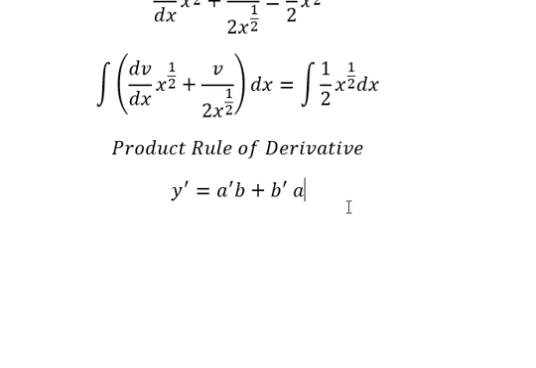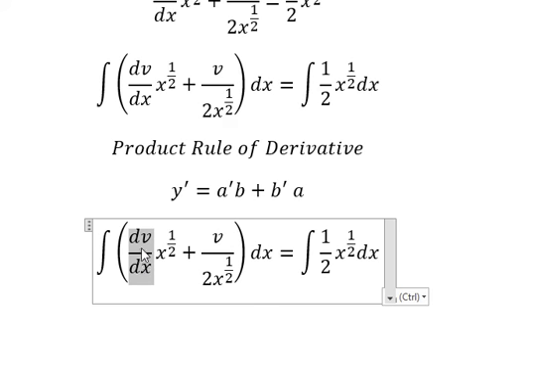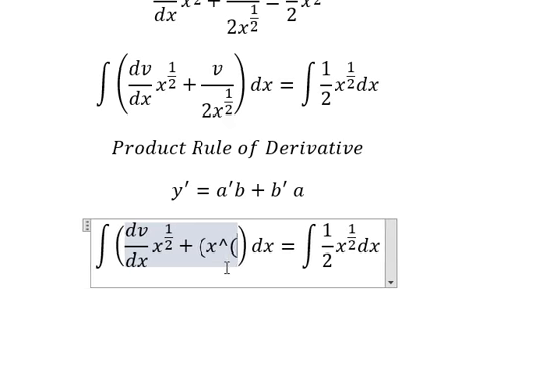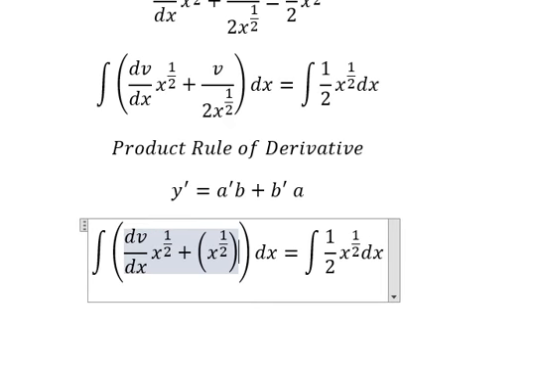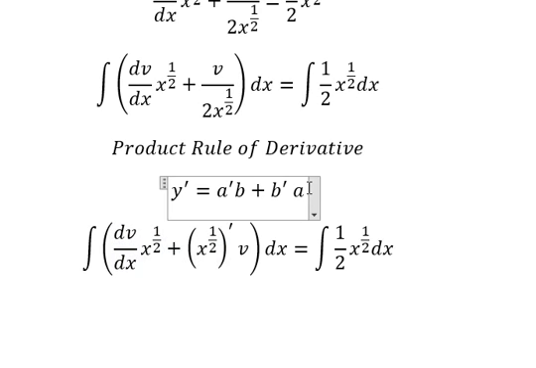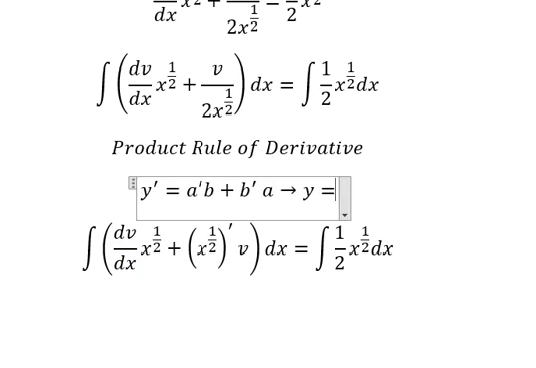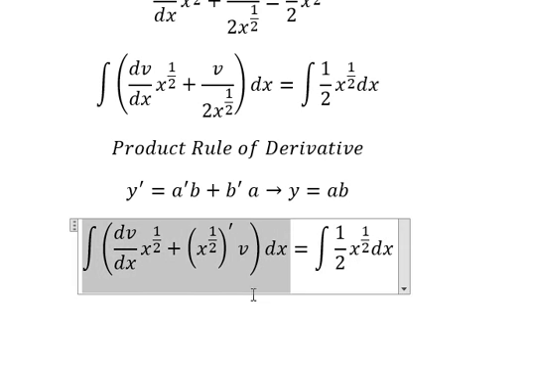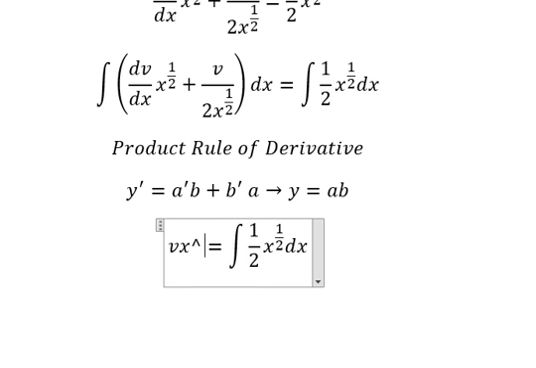So this one is the first derivative of a multiplied by b. This one is the first derivative of b multiplied by a. So the integration of this one, we have y equals ab. So the integration of that one, we have v s to the power of 1 over 2.